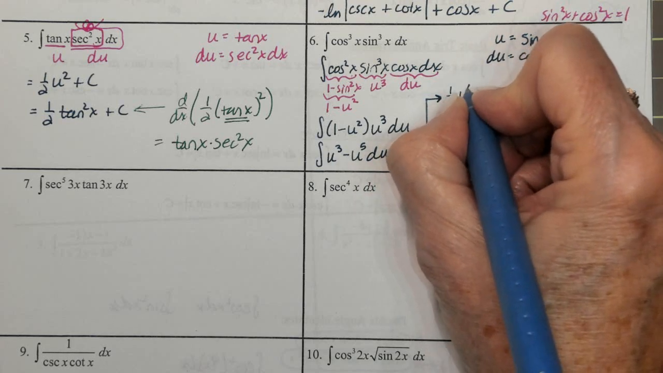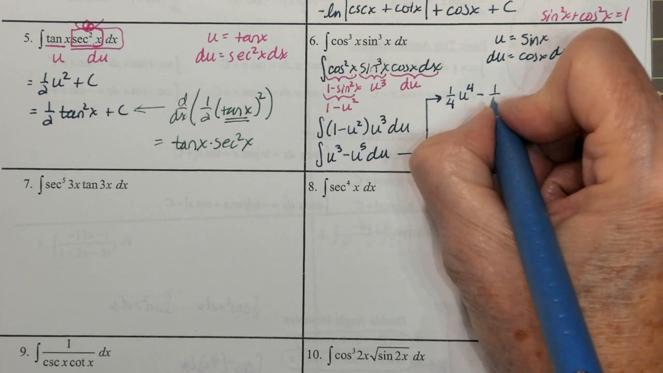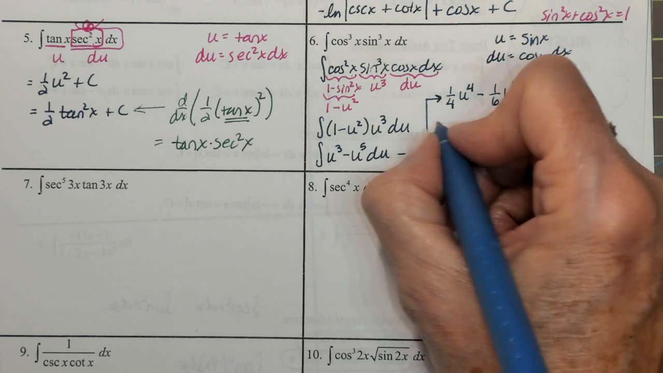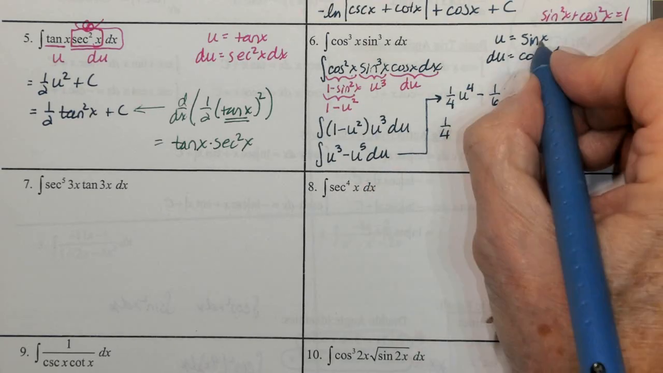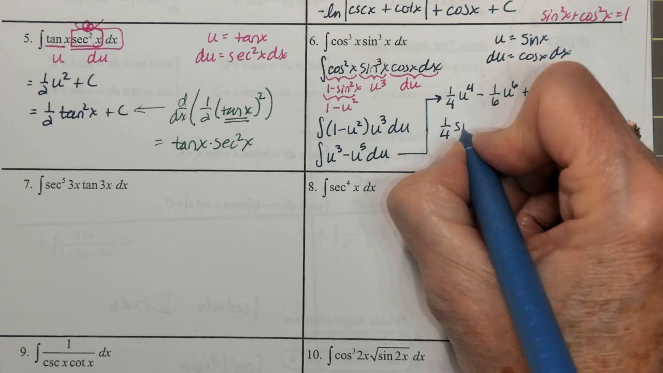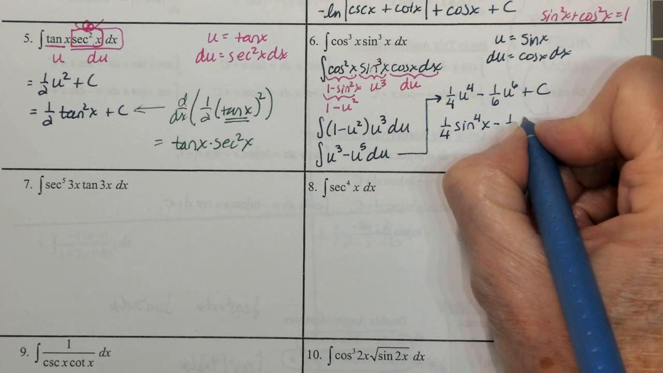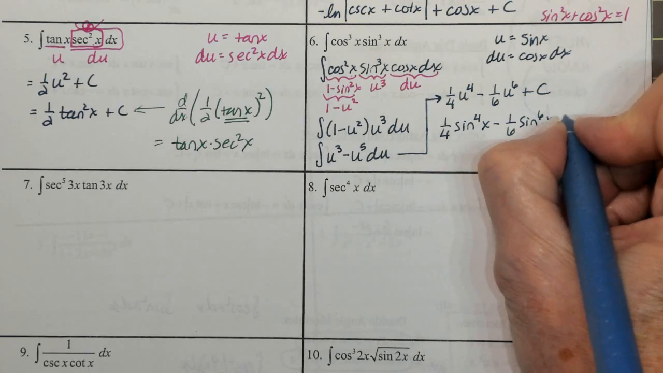1/4 u to the 4th minus 1/6 u to the 6th plus c. For a multiple choice answer, they would go back to having sine x in here. 1/4 sine to the 4th x minus 1/6 sine to the 6th x plus c.